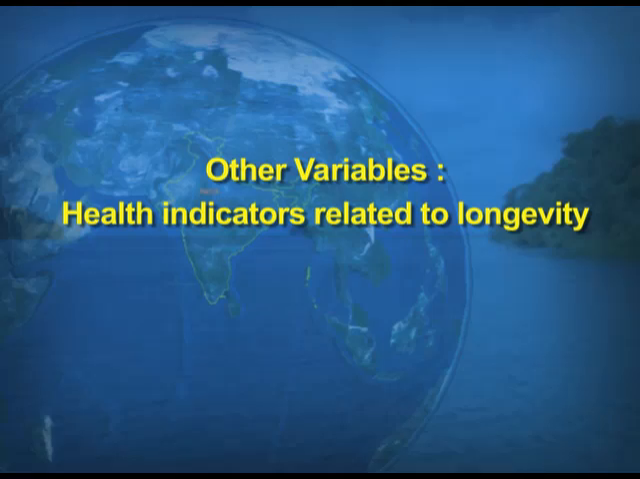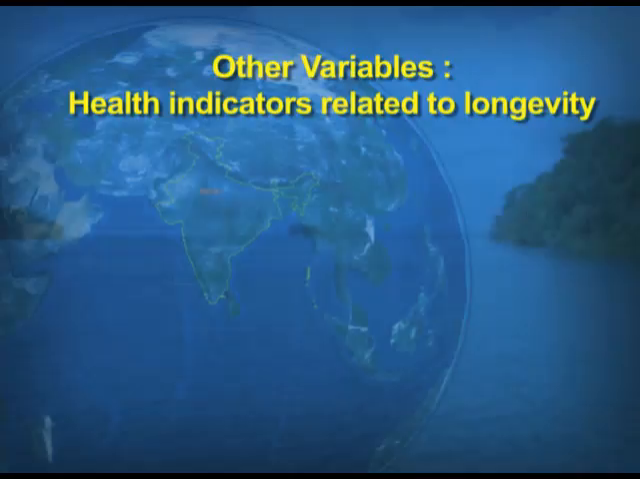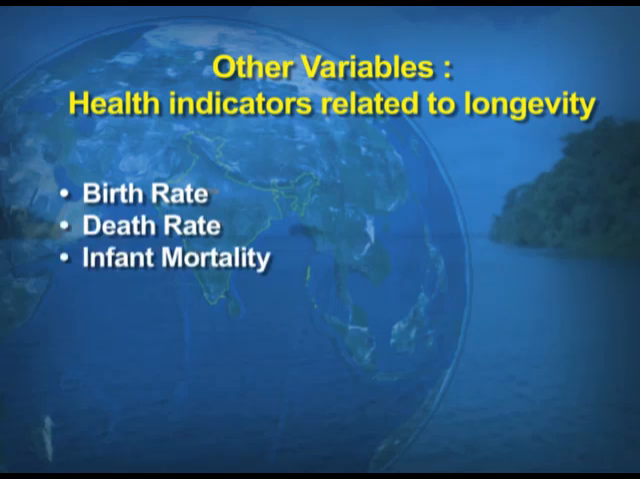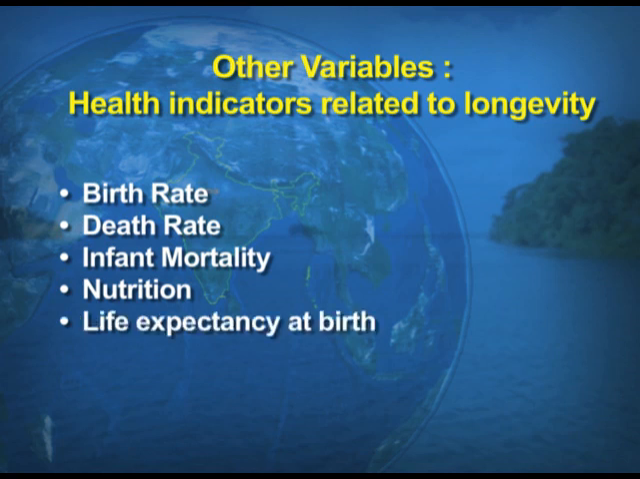So, all the indicators of human development are based on a certain index. The other variables for the human development index are, one, health indicators related to the long life of the people. So, what are the health indicators? We talk about birth rate, death rate, infant mortality, nutrition, and life expectancy at birth. So, these are the other variables which are related to the health indicators.